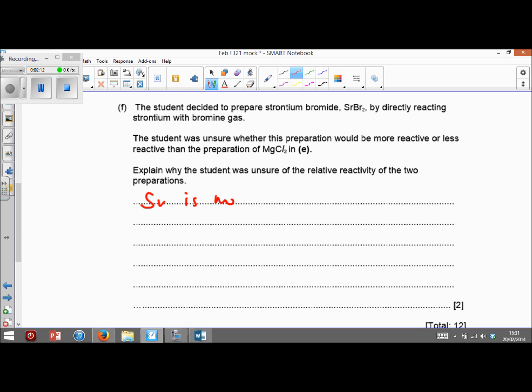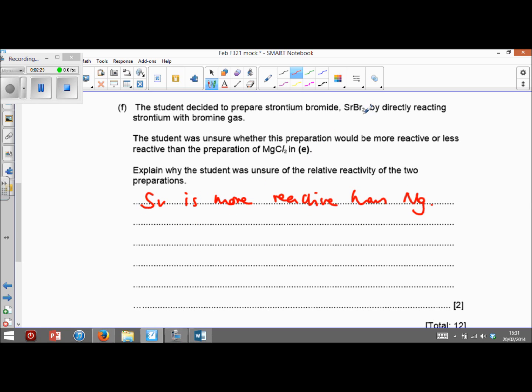All you need to say is that strontium is more reactive than magnesium. Remember, these are group 2, and as you go down group 2, they get more reactive, because they need less ionization energy. As they go down group 2, they get more reactive.